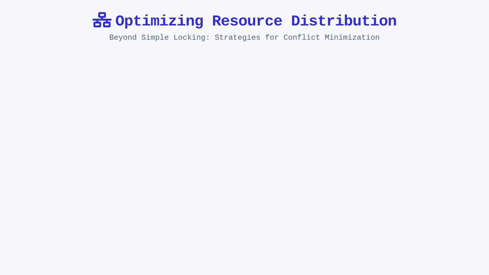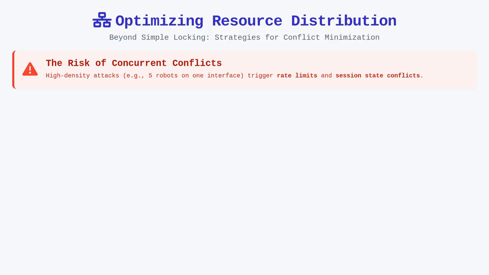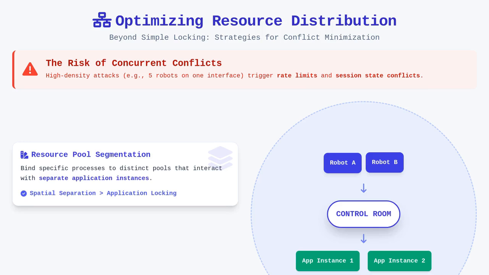Beyond simple locking, you need to consider how to distribute work across runtime resources to minimize the probability of concurrent conflicts. If you have 5 robots attacking the same web interface, you are likely to trigger rate limits or session state conflicts. By utilizing resource pools in the control room, you can segment your automation fleet and bind specific processes to specific pools that interact with distinct instances of your target applications. This spatial separation of work is significantly more robust than attempting to manage locks at the application level.